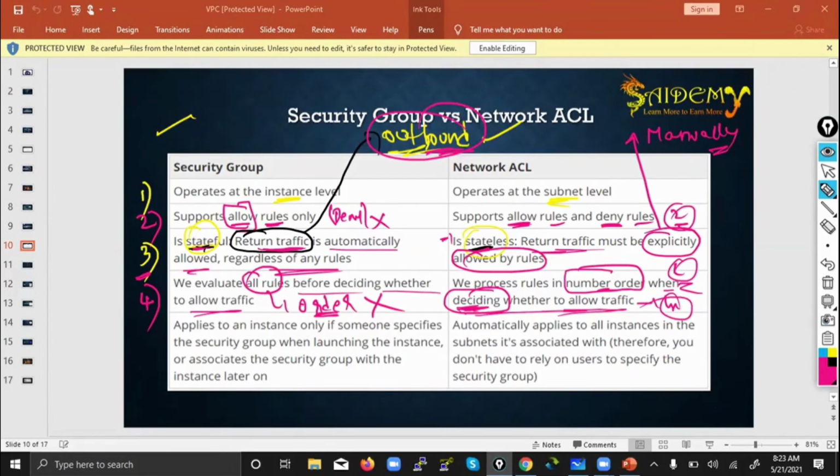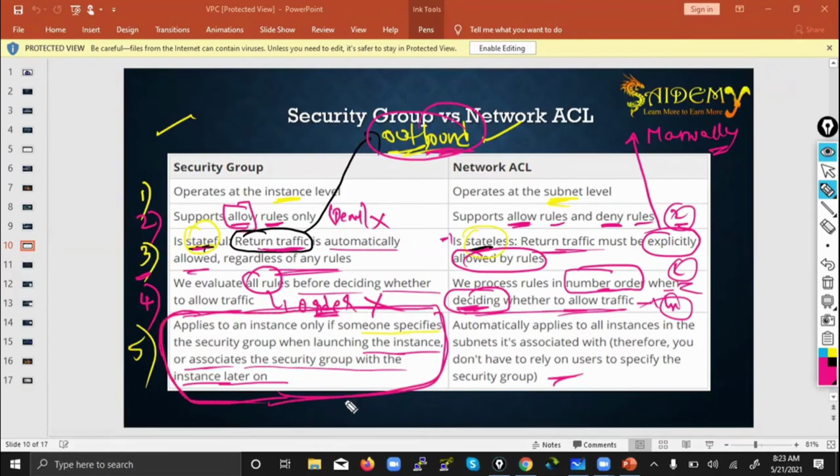And finally, the last point is: applies to an instance only if someone specifies the security group when launching the instance or associates the security group with the instance later on. What is the meaning of this? If you say the meaning of this answer, automatically you can answer this. This fifth point in security group. Just study and see.